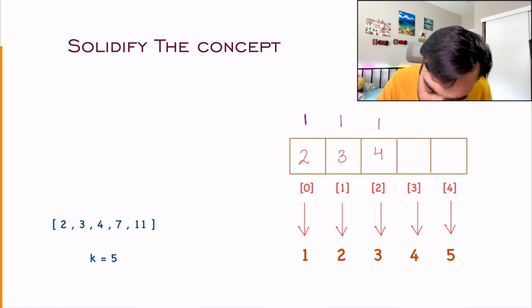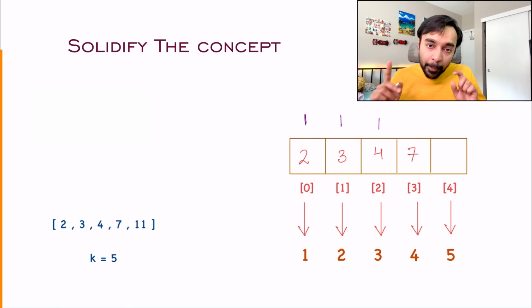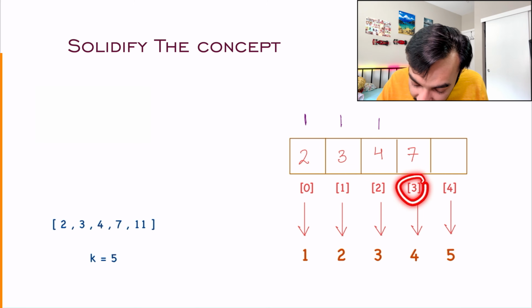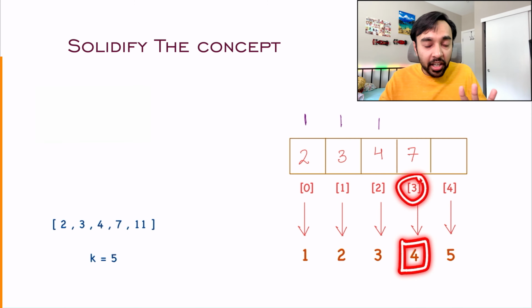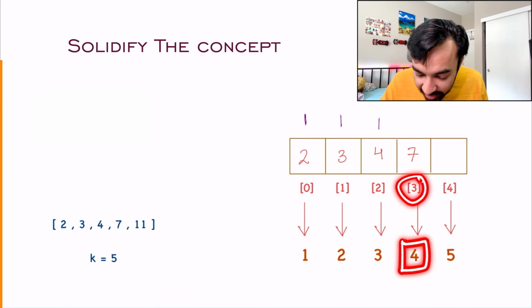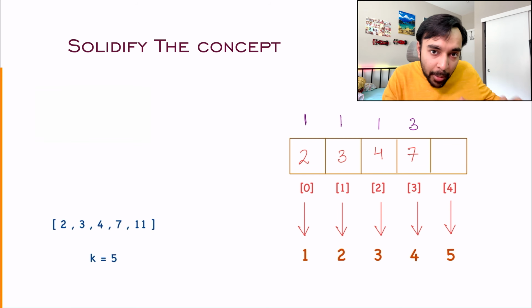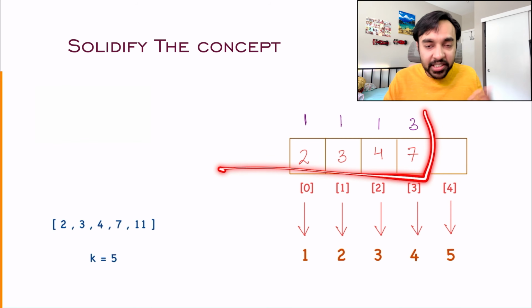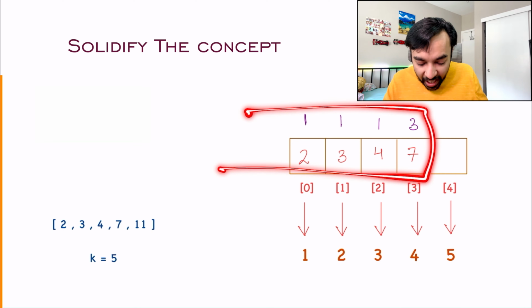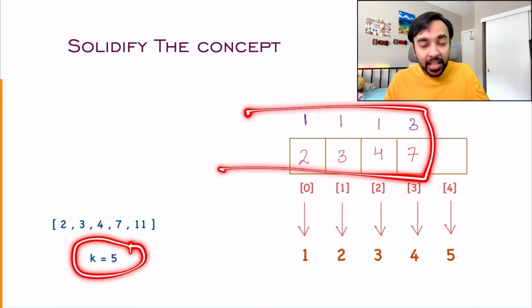Move ahead. The next number is 7. But according to this index, the number should have been 4 over here. So how many numbers are missing? 7 minus 4, and that gives you a 3. So even up till this point, only 3 numbers have gone missing. But I have to find out the 5th missing number. That means I have to keep moving ahead.